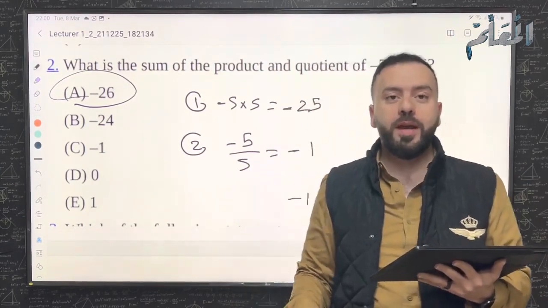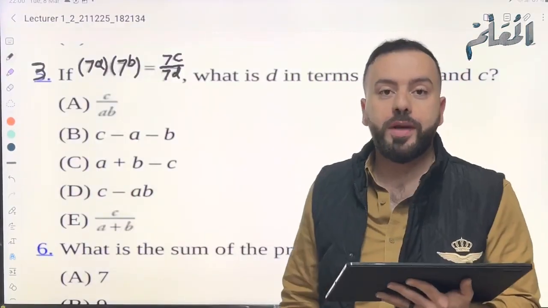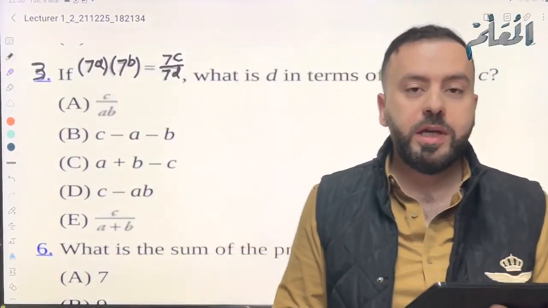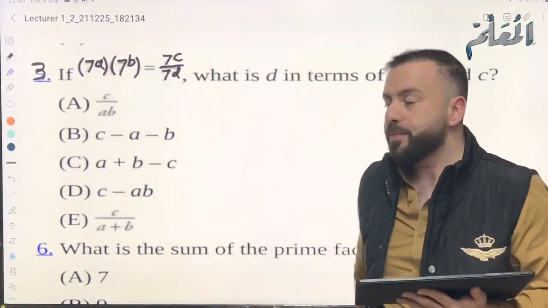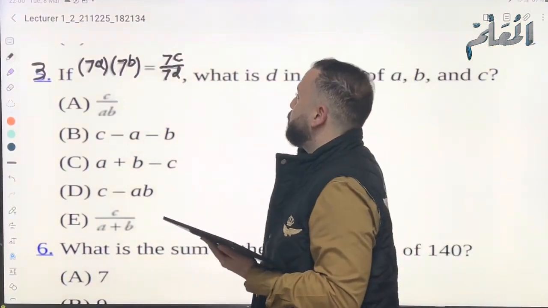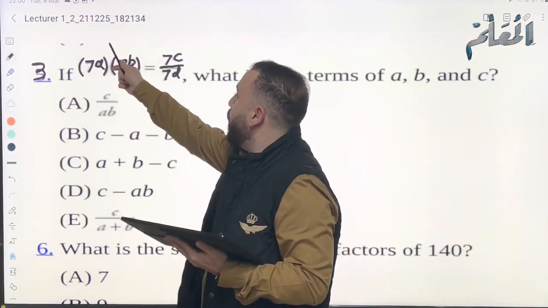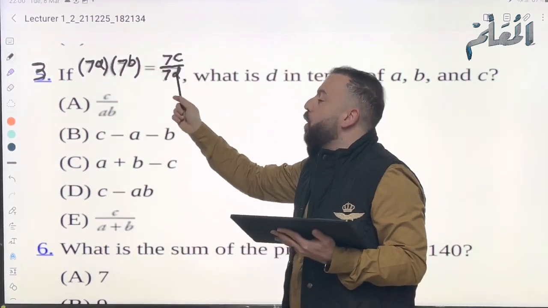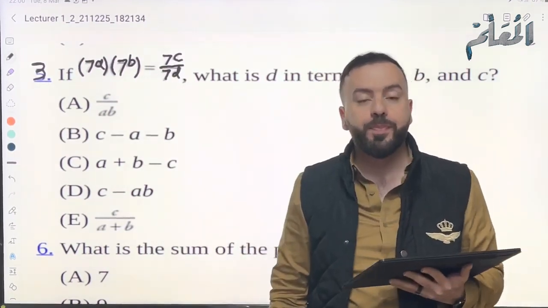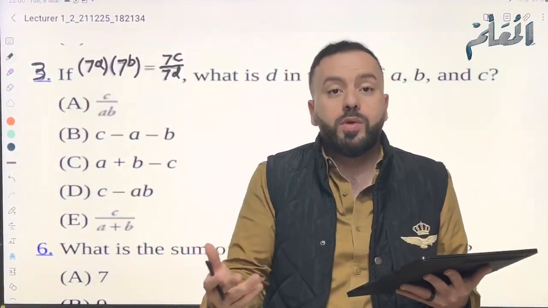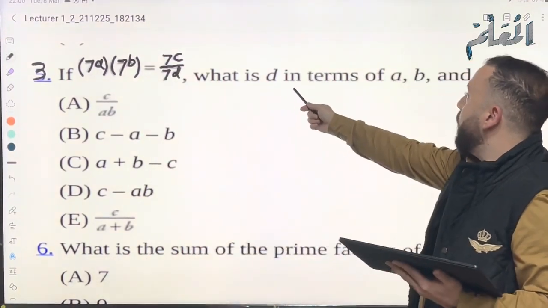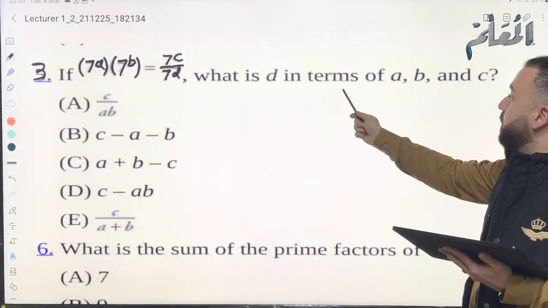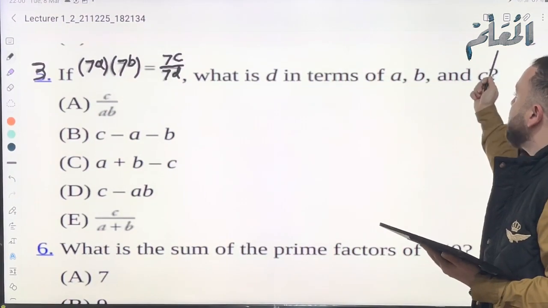Let's go for question 3. Now we are dealing with exponents. If I'm solving an exponent question, it's telling me that 7 power A times 7 power B is equal to 7 power C over 7 power D. What do you want? Check this. What is D in terms of A, B, and C?